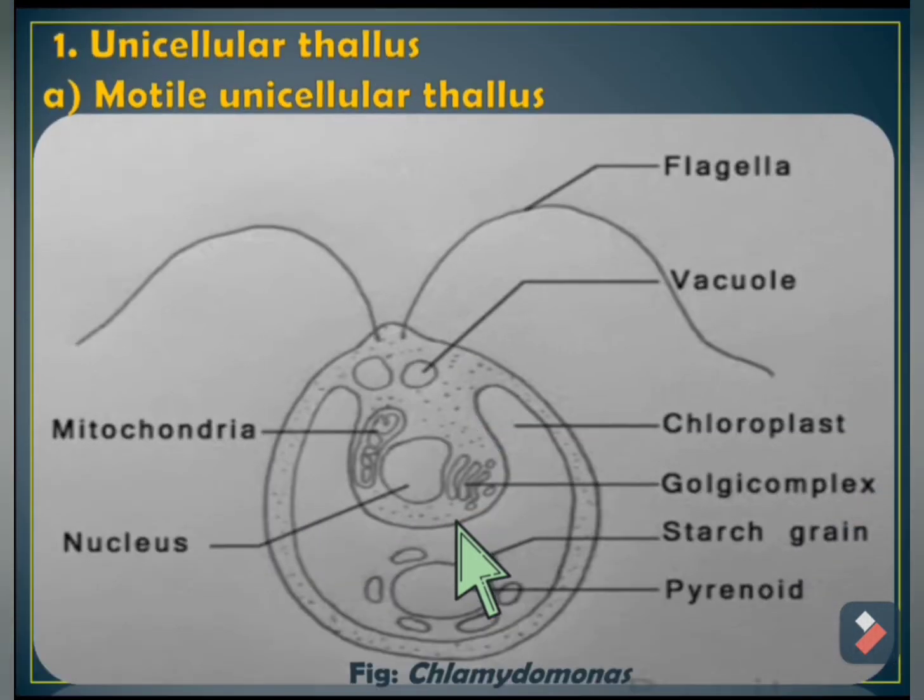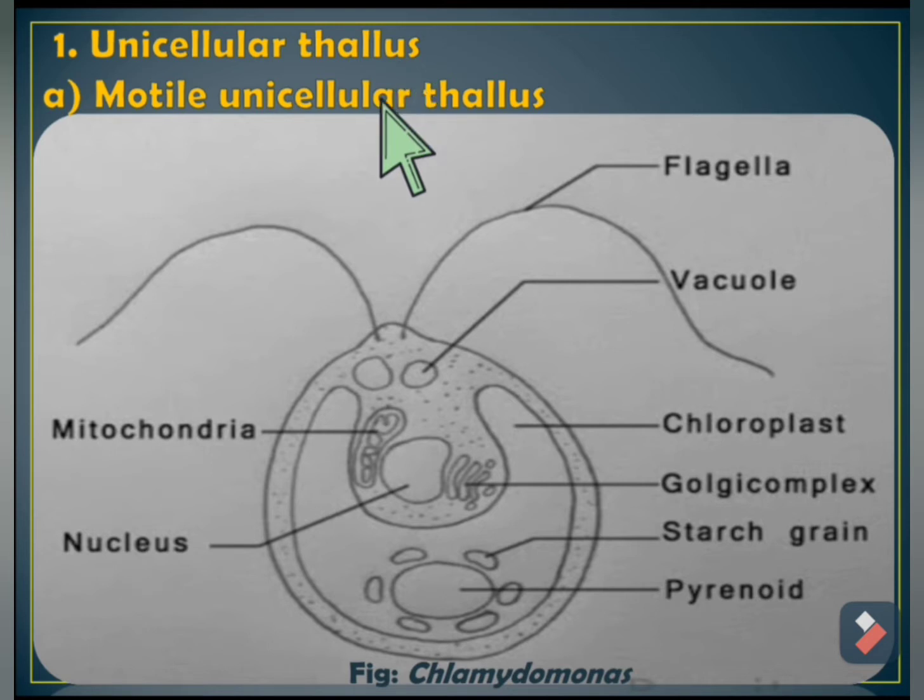Now the first one here is the unicellular thallus. Just from the name itself, uni means one. So these are the simplest form, which consists of only one cell. The thallus is only a single cell. And the cell here may be motile, or it may be non-motile, or it may be amoeboid.